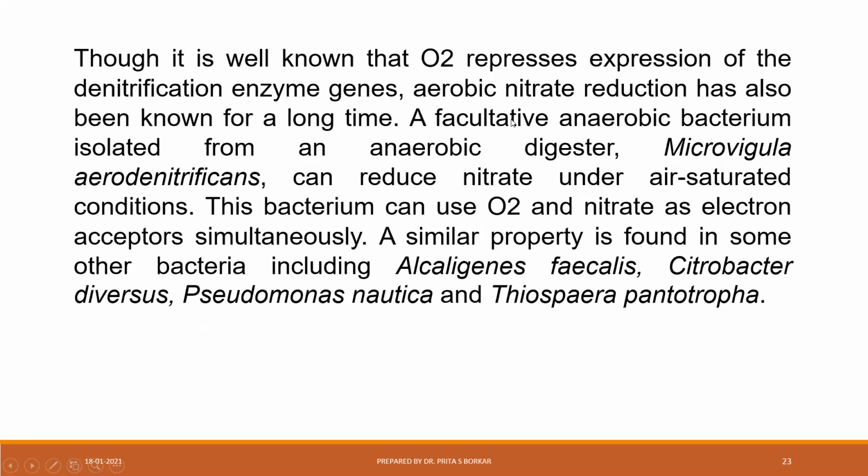So usually it occurs in certain facultative anaerobic bacteria isolated from anaerobic digestion, and these bacteria belonging to Microvirgula denitrificans can reduce nitrate under air saturated conditions. So in aerobic condition also nitrate reduction can take place, and this is particularly taking place in Microvirgula aerodenitrificans under air saturated conditions. So this bacterium uses oxygen and nitrate as electron acceptors simultaneously.